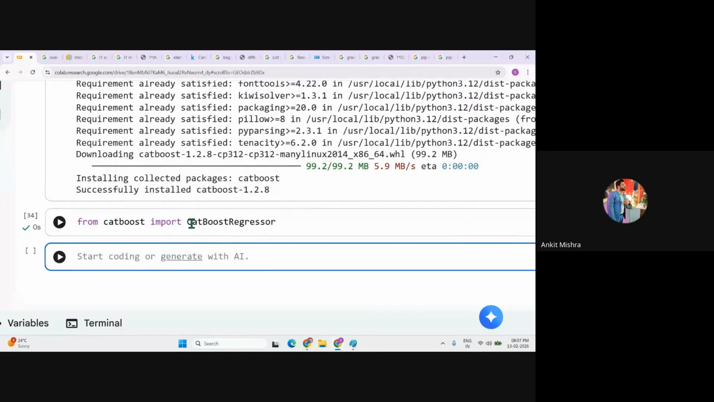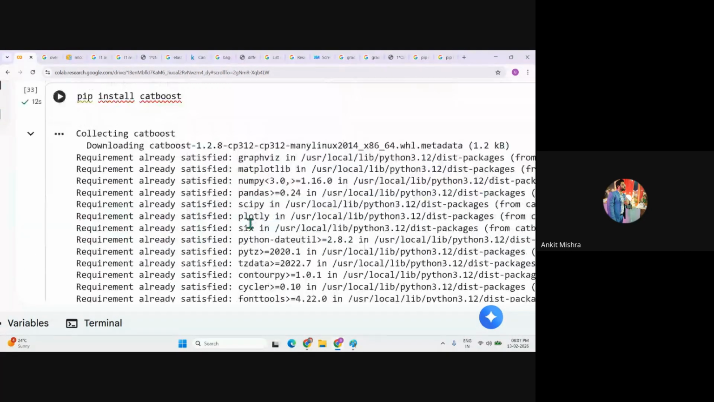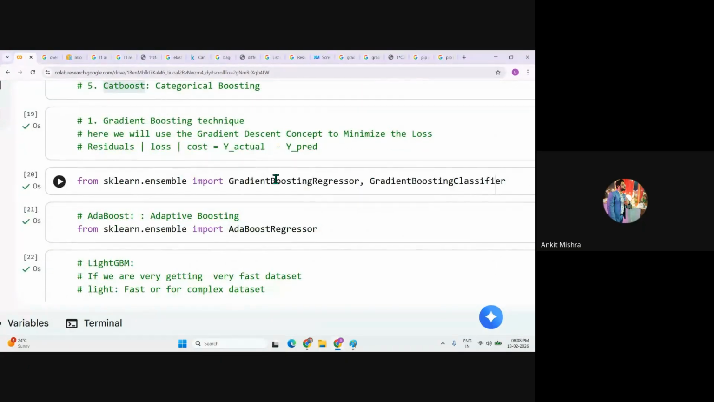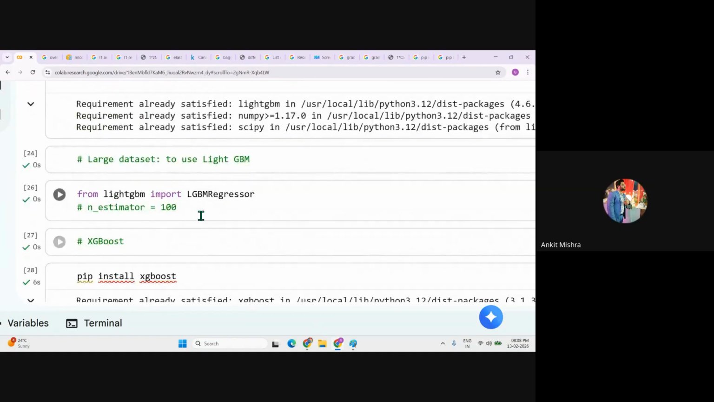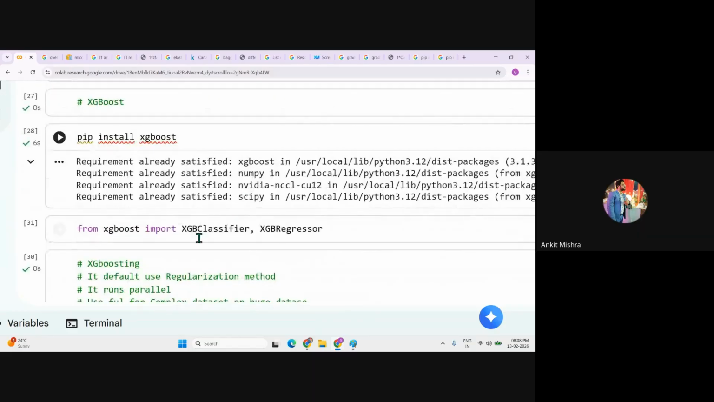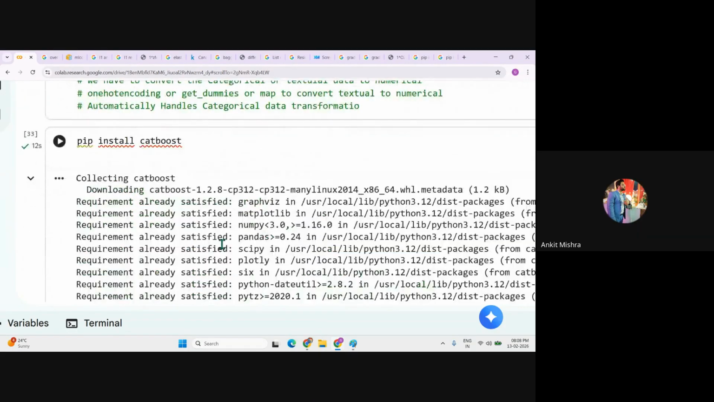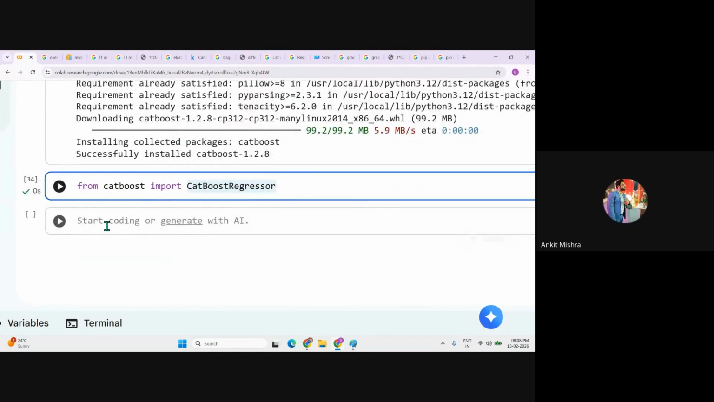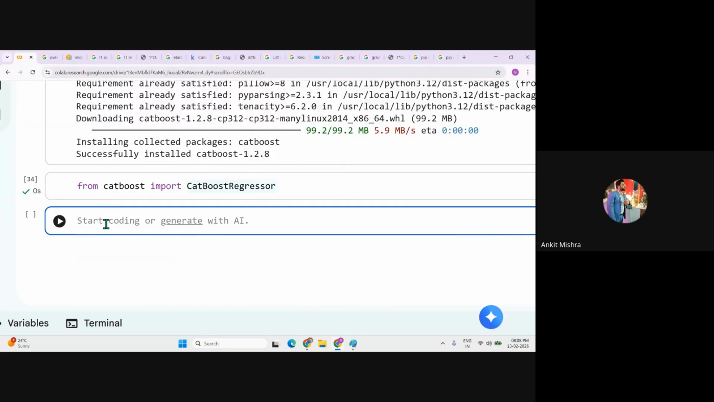Why are we using this multiple model approach? Because you have to perform one sort of calculation here, right? We have used the gradient boosting regressor, AdaBoost regressor, LightGBM regressor, XGB regressor, and CatBoost regressor. But right now it is not required because we don't have any categorical data. But because we have already converted our data set into X and Y, you have to use the all-model approach.